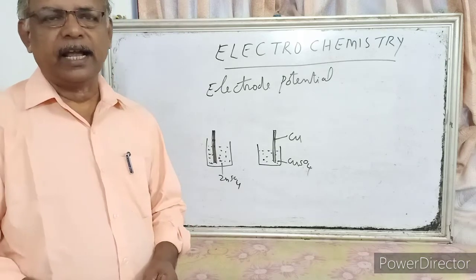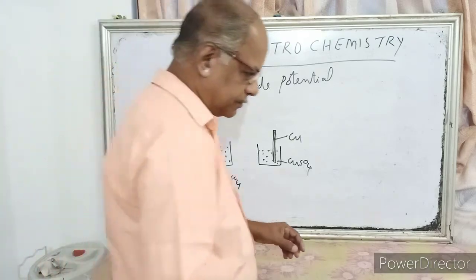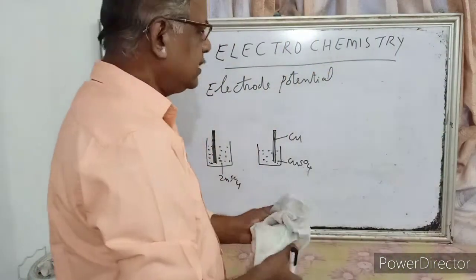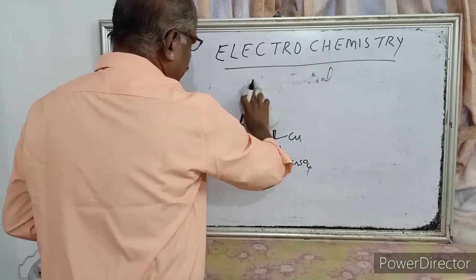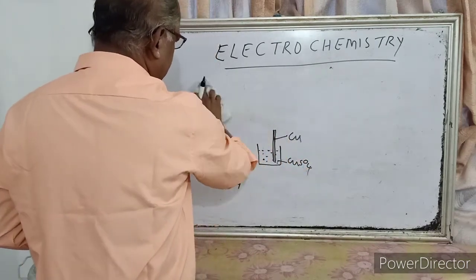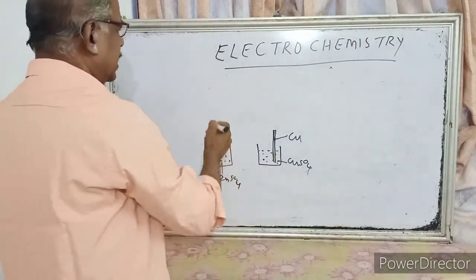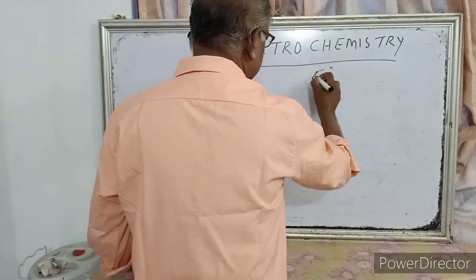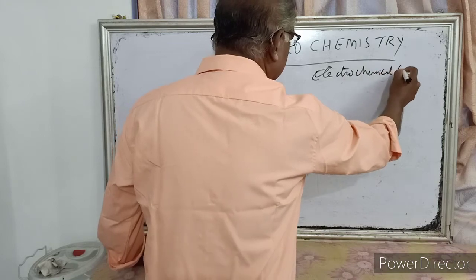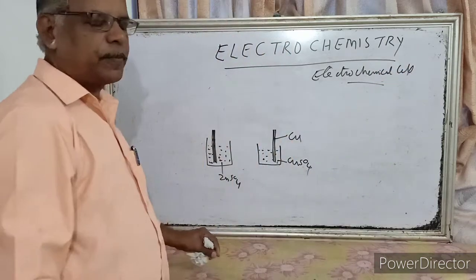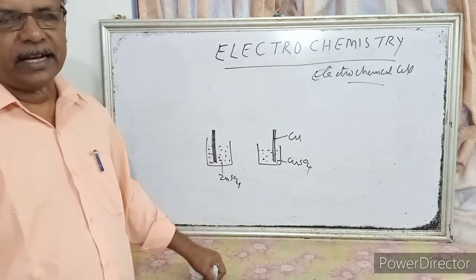Now there are electrochemical cells. Electrochemical cells are the cells in which they consume electricity or produce electricity. They are called electrochemical cells. These are the cells which produce electricity or consume electricity during the reaction.